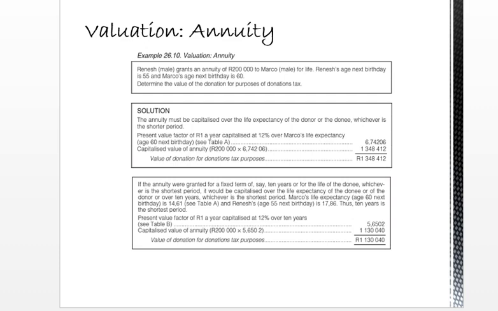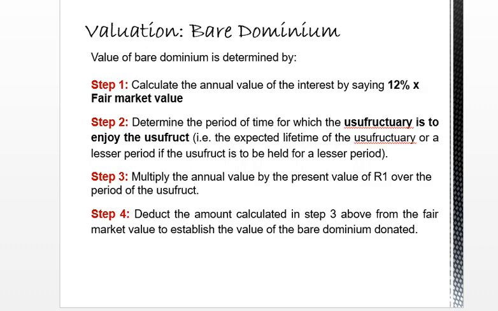Okay. So the final thing to look at is the valuation of the bare dominium. So remember, the bare dominium is the right of ownership. So how do we determine the value? So firstly, we're going to calculate the annual value of interest by multiplying the fair market value by 12%. Then we're going to determine the period of time for which the usufructuary is to enjoy the usufruct. So in other words, the expected lifetime of the usufructuary, or the lesser period if the usufruct is to be held for a lesser period.